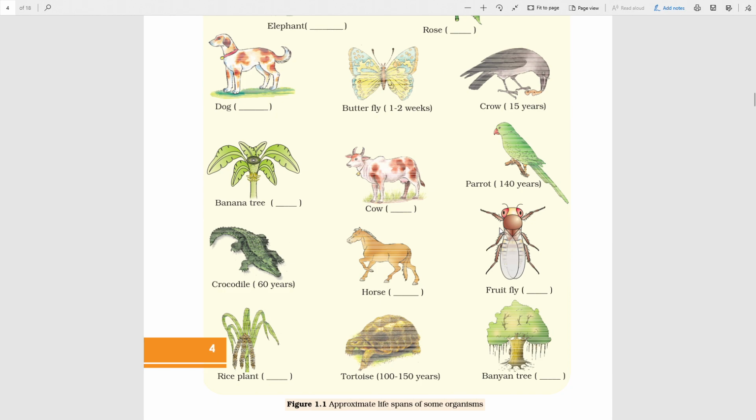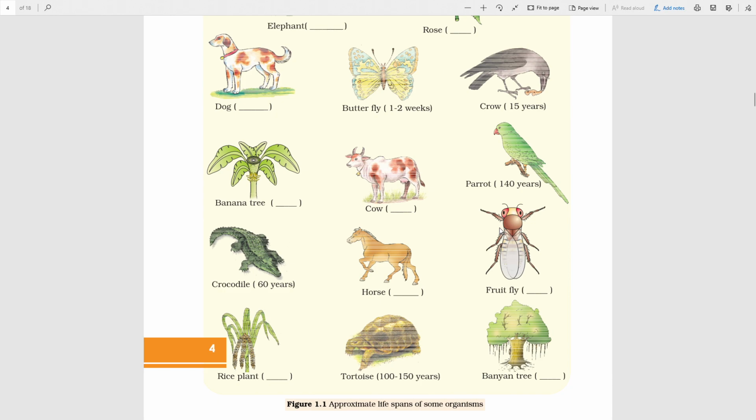Okay, after this comes the stage of maturity. At maturity, different organisms have grown to a larger extent in their life. For humans, attaining maturity is when we come to our adolescent stage. At that stage, we have attained our maturity and we are able to reproduce.